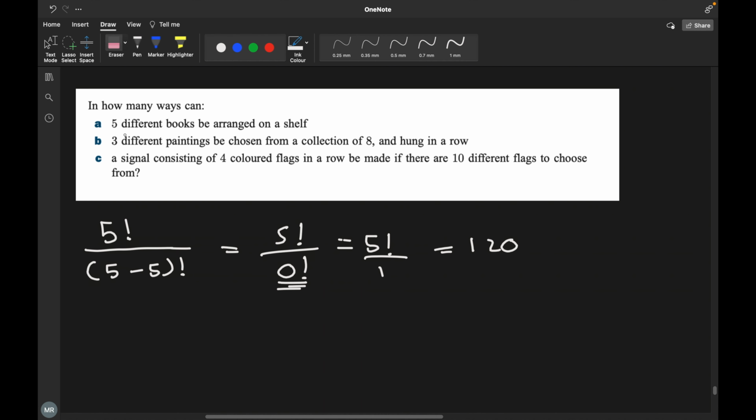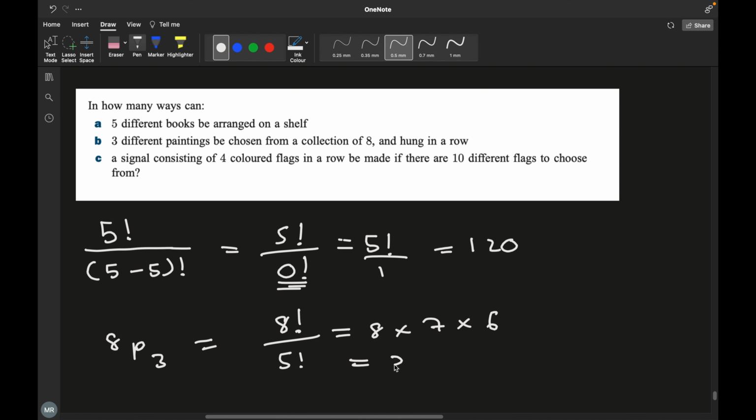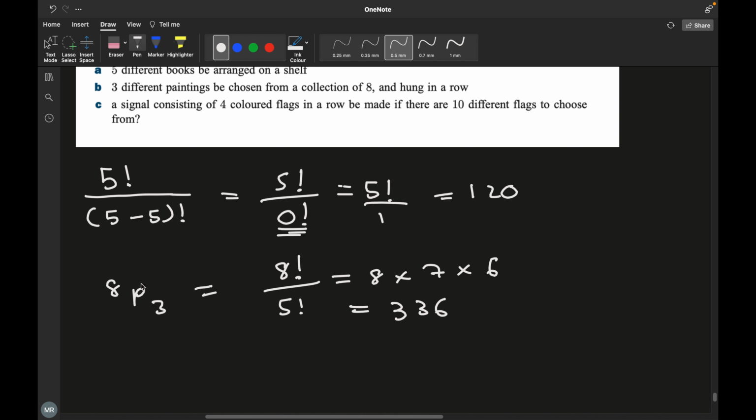Okay, the next question. 3 different paintings can be chosen from a collection of 8 hung in a row. So 3 from 8, it's going to be 8P3. So 8 factorial divided by 5 factorial. It's going to be 8 into 7 into 6. This is going to be 336. Now the next one.